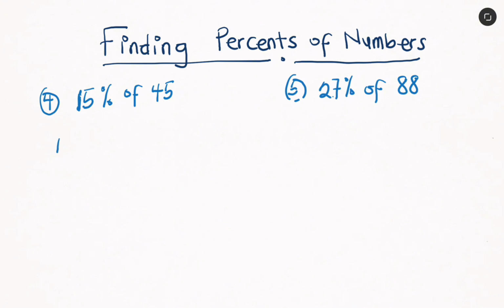So we have 15% means 15 divided by 100, of means multiplication, and then we have 45 over here. Are you okay? So to solve this, we know this also has a denominator of 1. So there are several ways we can do this. We can go the long way or the easier way. So the long way means that we multiply the numerator by each other, and multiply the denominator also by each other. So 15 multiplied by 45 will give me 675.